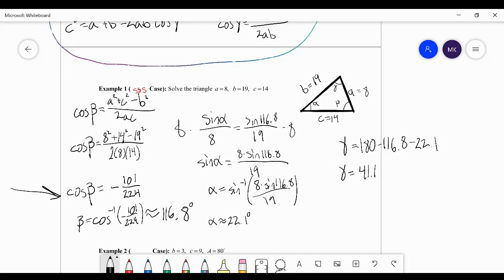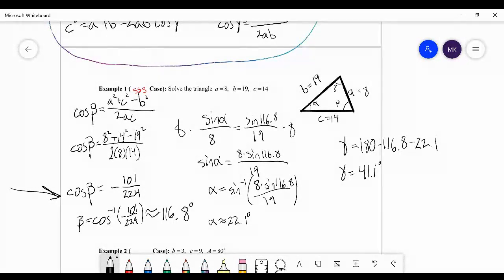And that's it. So notice we only had to use law of cosines one time because law of cosines is a little bit more involved. There's a little bit more going on. Law of sines is always easier if we're able to apply it. And even simpler than that is just some basic subtraction. So there you have it.